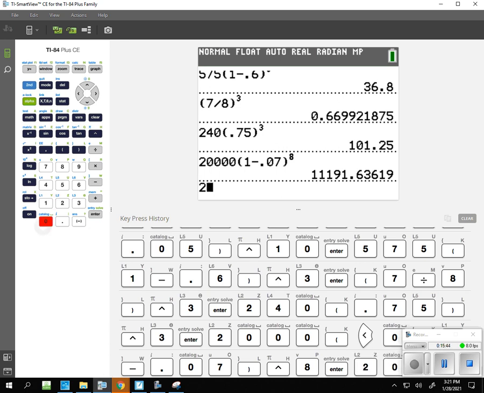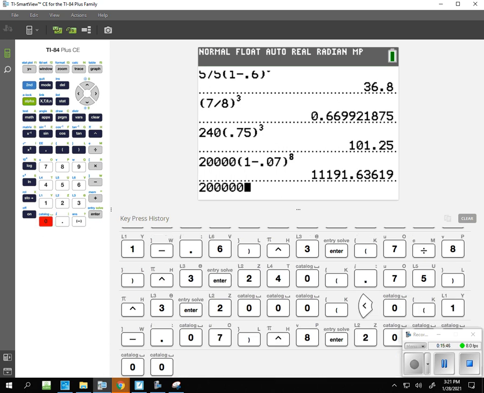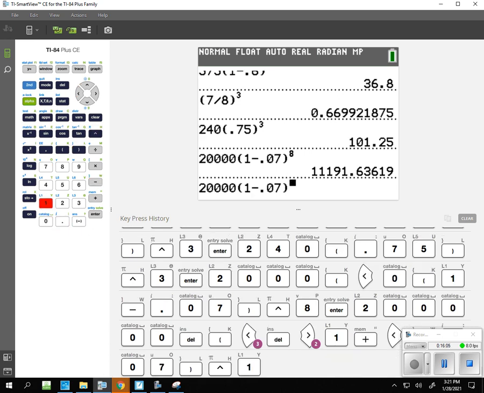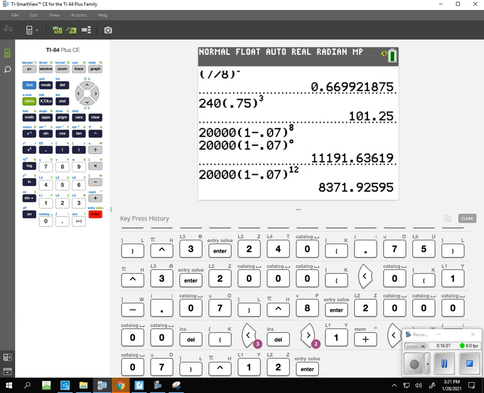And then I'm going to do the same 20,000, one too many zeros. I know somebody's probably saying that to themselves. All right. 1 minus 0.07, and this time we are going to raise it to the 12th. So I'm going to toggle back and forth here for my answers.